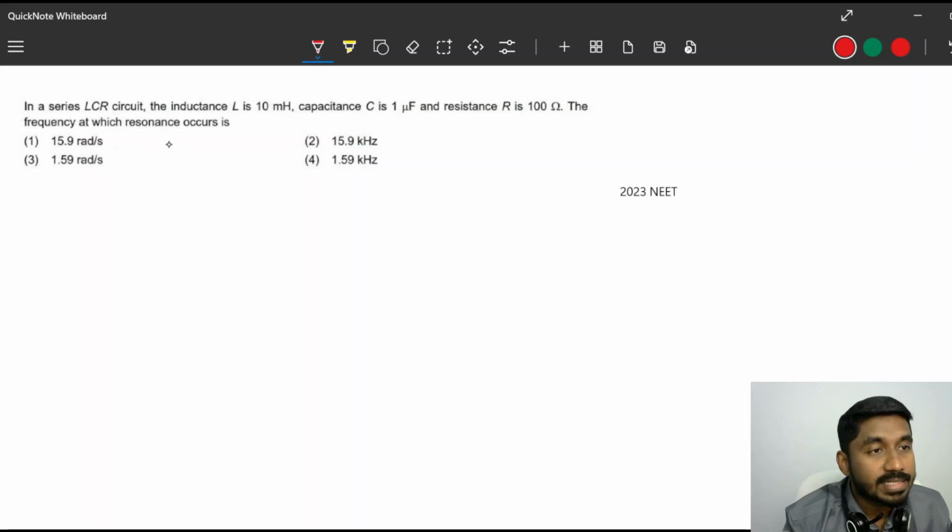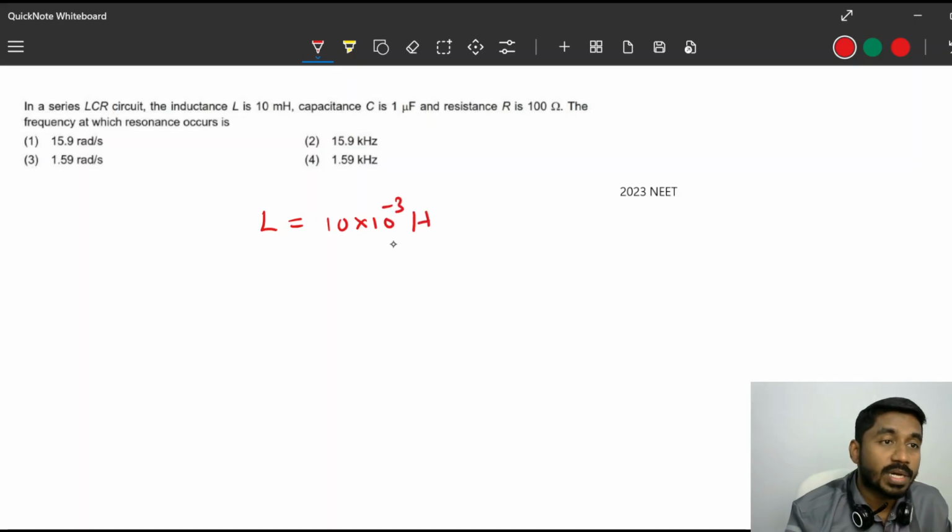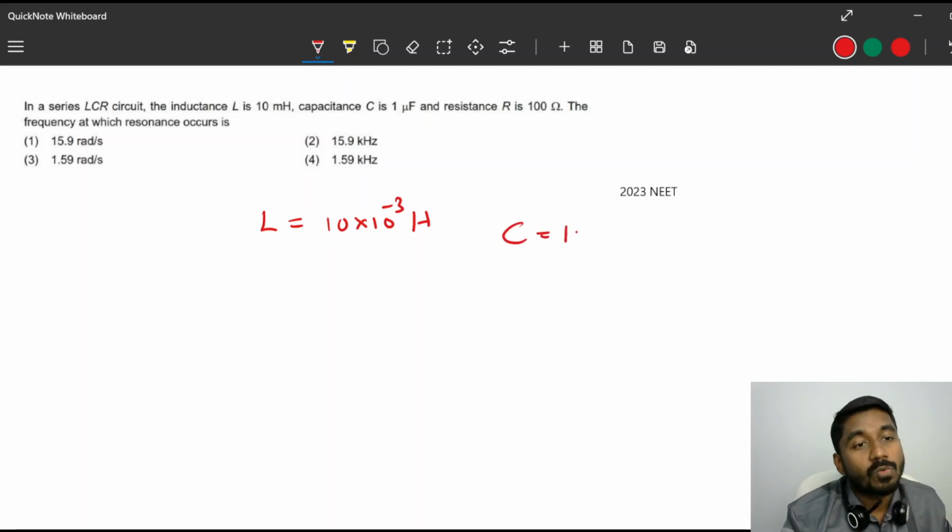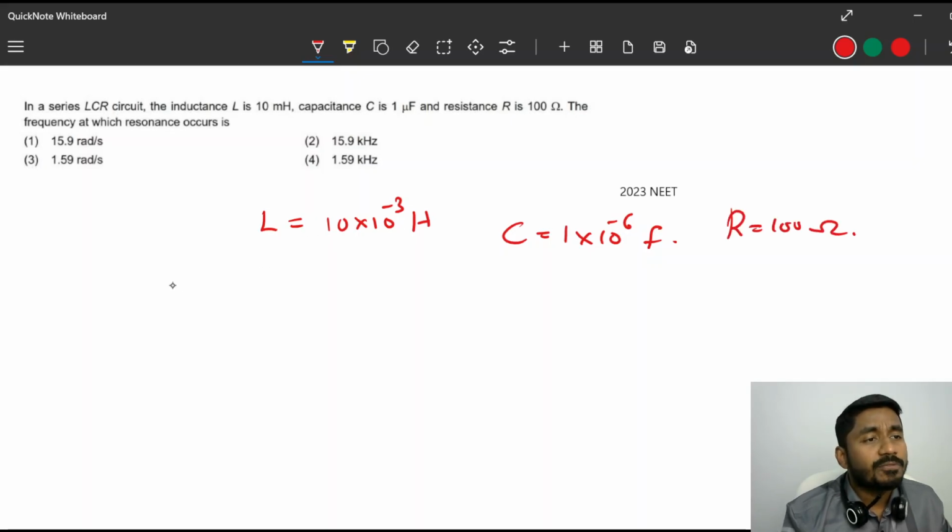Here in a series LCR circuit, L is given as 10 millihenry, that is 10 into 10 raised to minus 3 henry. Capacitance is 1 into 10 raised to minus 6 farad. Resistance is 100 ohm. What is the frequency at resonance? Okay, so it is a very direct question.